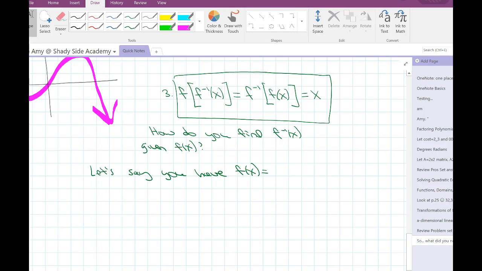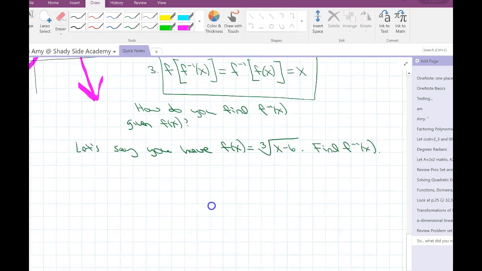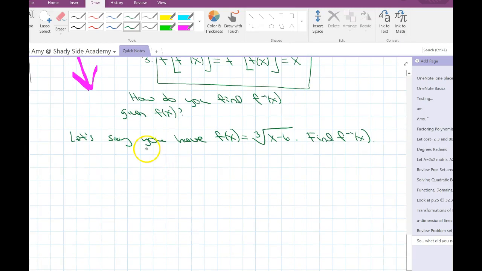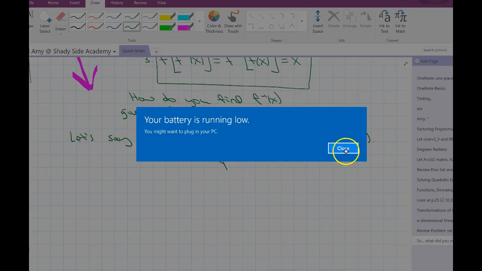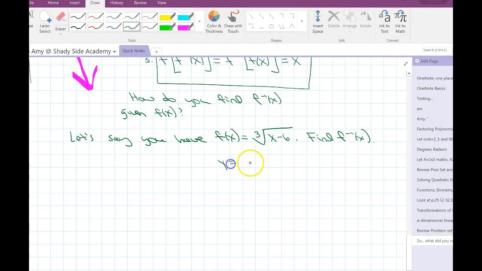Let's say it equals, oh goodness, what curves could we do? All right, let's do this one. The cube root of x minus 6. And I'm asking you to find the inverse function, algebraically. I'm not asking you to sketch this. I'm asking you actually to find the inverse. Okay, here's what you do. Y equals the cube root of x minus 6.